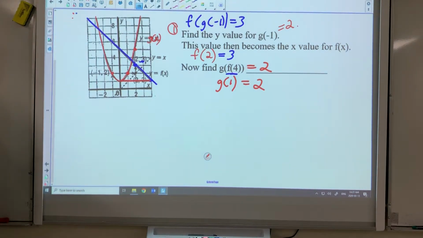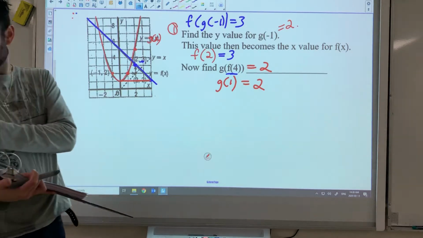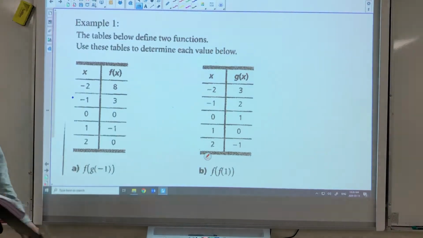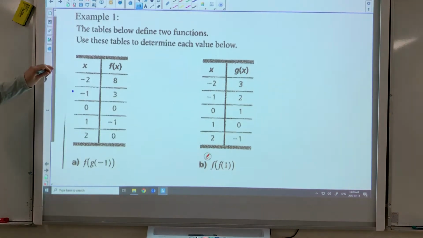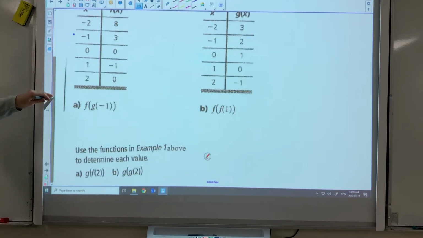Pretty easy, right? You get the x value, you go look up the y value, that's the next x value in the next function, and then you're off on your merry way. And we can do a table of values. So there's two functions. This is very similar to the mapping. It's basically the same thing, but let's just do some more practice.